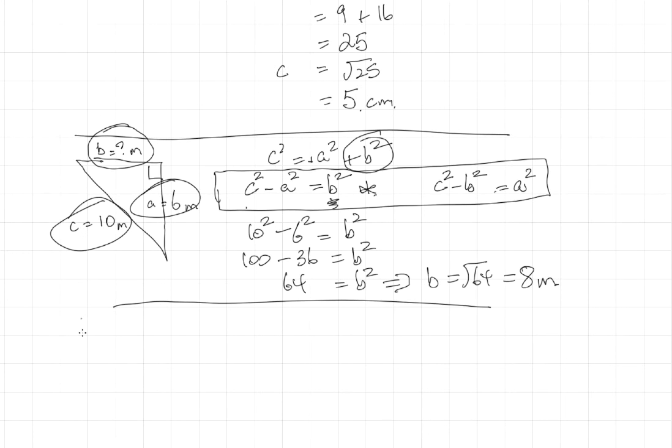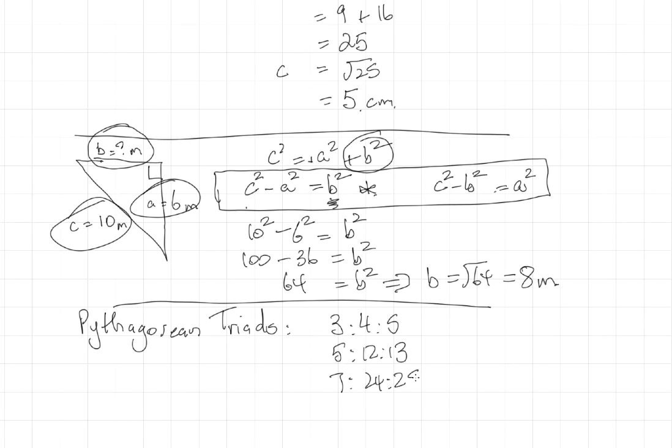There are what are called Pythagorean triads. There's probably 3 or 4 of them that you need to try and remember. One is 3 is to 4 is to 5. 5 is to 12 is to 13. 7 is to 24 is to 25. And 8 is to 15 is to 17. Now, what's the meaning of this? These 4 triads crop up quite a lot in maths. If you've got a right angle triangle with a side of 3 and a side of 4, using this triad, the longest side has to be 5.